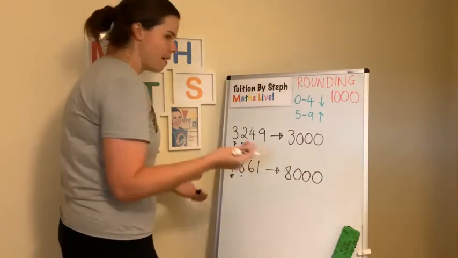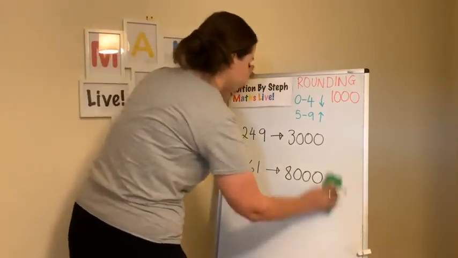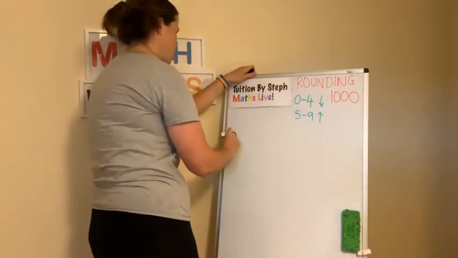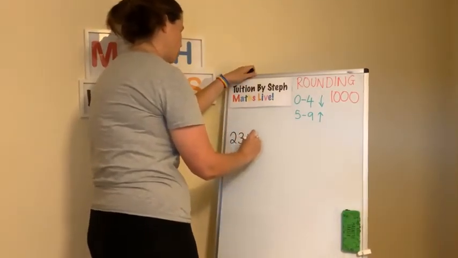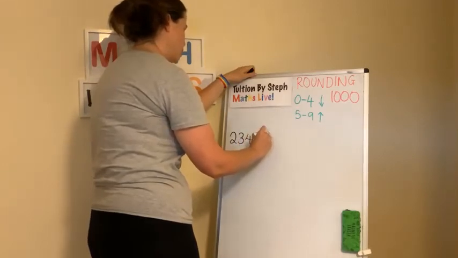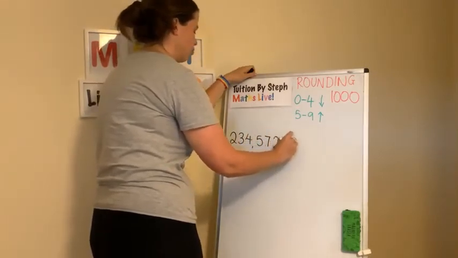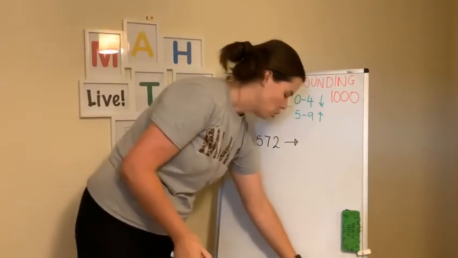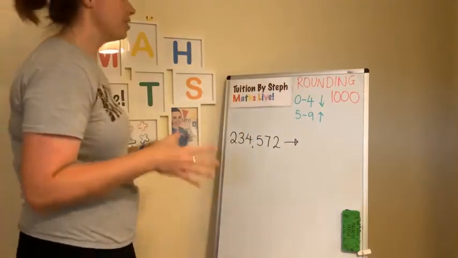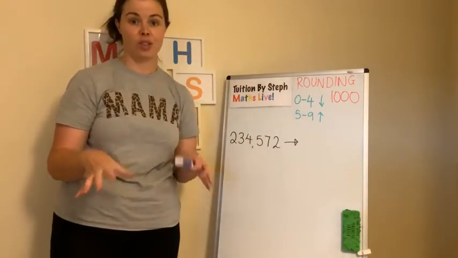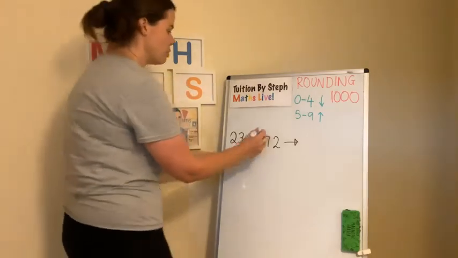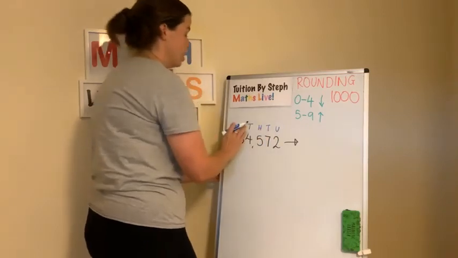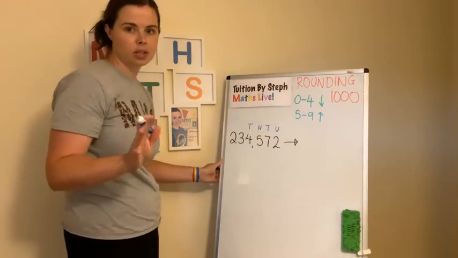Okay. Now again, if we have a bigger number, let's try quite a big one. 234,572. You might be thinking, oh, well, how do you round this to the nearest 1,000? Don't panic. Right, let's find the thousands. First of all, let's find the thousands place value. So we've got units, tens, hundreds, thousands, 10,000s, but we've found the thousands. That's the most important thing.